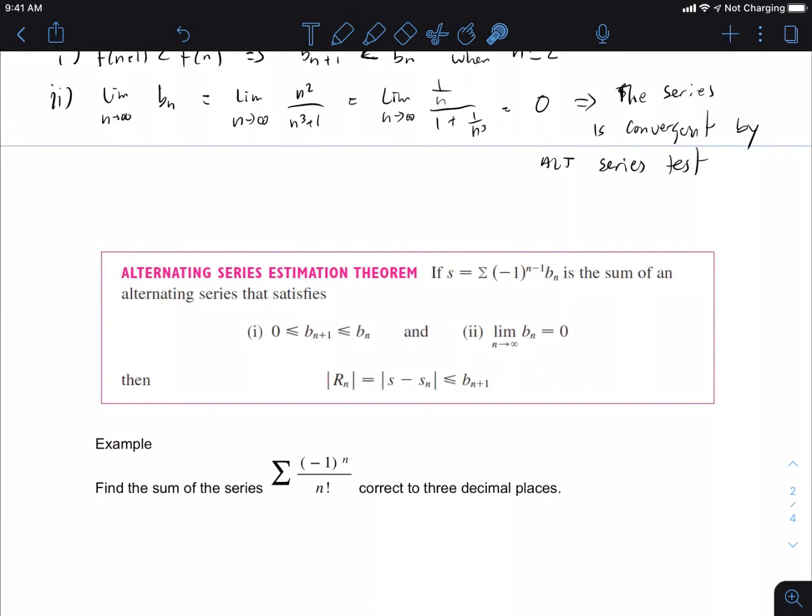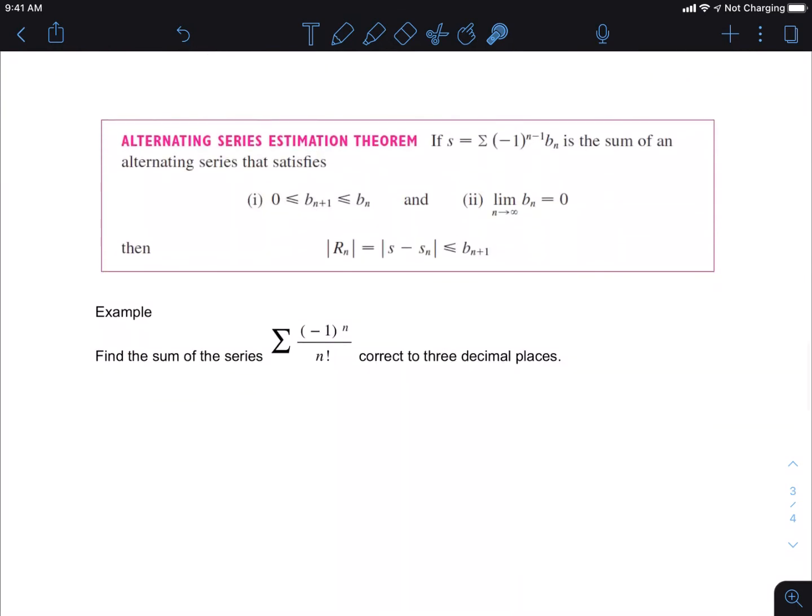I'll explain this so you can understand it. Let's look at this example that we have, and then I'll use this theorem to clarify it. The first thing we need to do by the alternating series test is to show that this thing is in fact going to hold true. And so when I do the n plus 1, I'm going to go 1 over n plus 1 factorial.